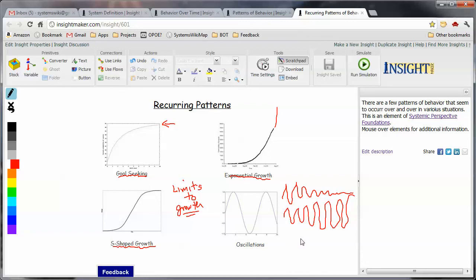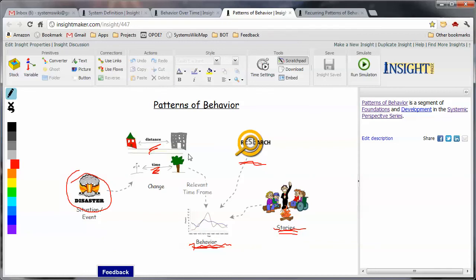So behavior over time is something that we pay attention to because it helps us develop an insight into the structure that's responsible, that's actually the interactions responsible for the situation that we want to understand and figure out how to deal with. So hope this has been informative.